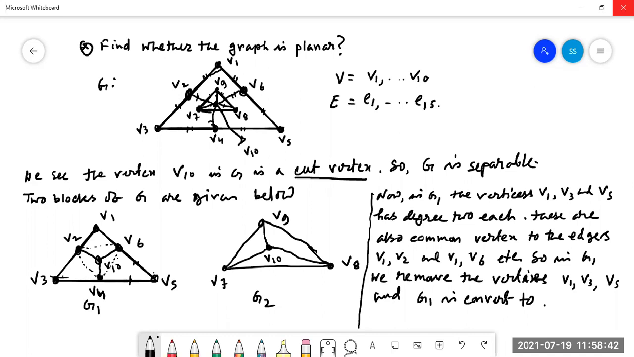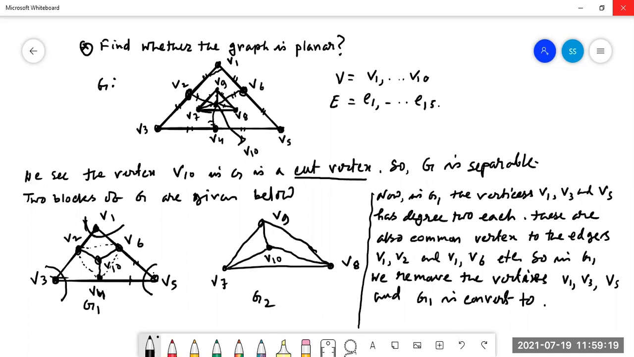When we remove the edges V1, V3 and we are just removing this and this, isn't it? Yes sir. Look at here. For this graph, how many edges are there? 1, 2, 3, 4, 5, 6, 7, 8, 9. 9 edges were there. Isn't it? Yes sir.